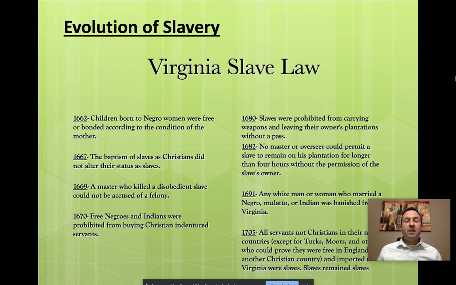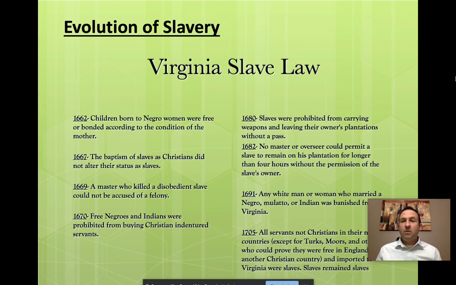Now, the screen that you see right here is what we call the evolution of slavery. This is what Anthony Johnson is experiencing here. So you see, it starts slow in 1662, Virginia slave laws. Children born to Negro women were free or bonded according to the condition of the mother. So, if a black woman was a slave, therefore her children were slaves. And if she became free, her children became free.